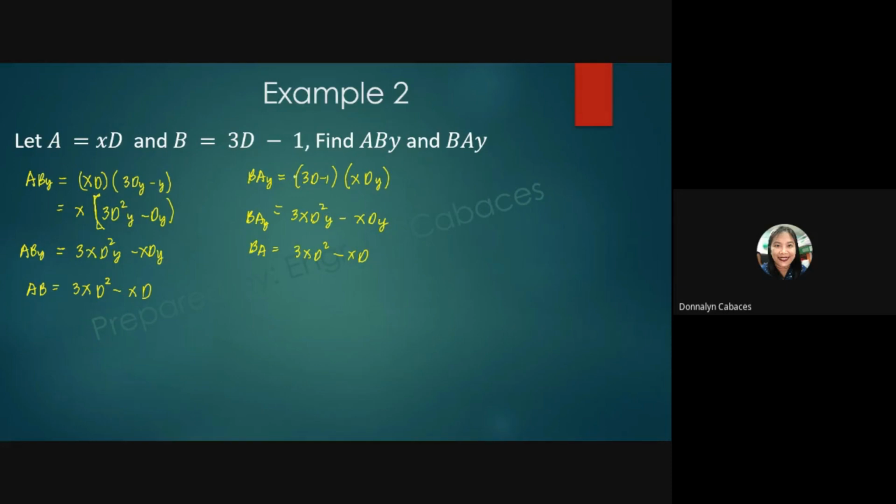So what you are going to do is to take note that it is actually derivative and not simple multiplication. So for BAY, your B again is 3D minus 1, and your AY is XDY. So for the first term, you have 3, the derivative of x dy, and then minus x dy.